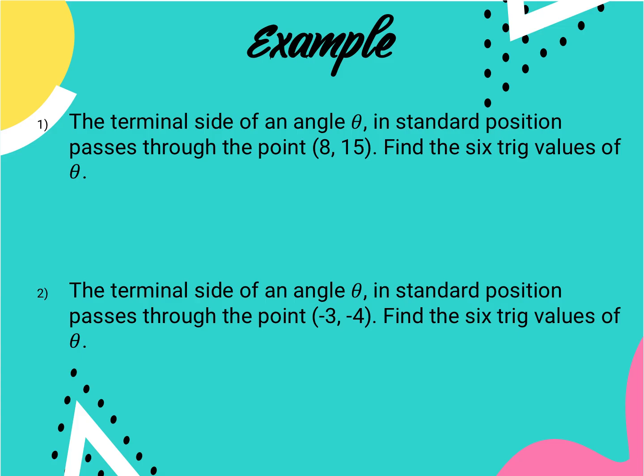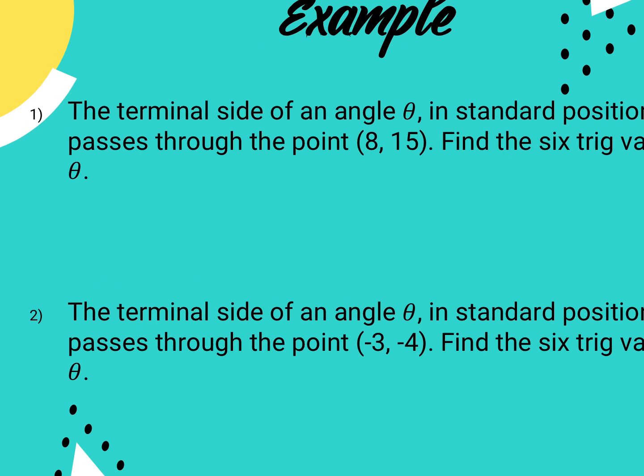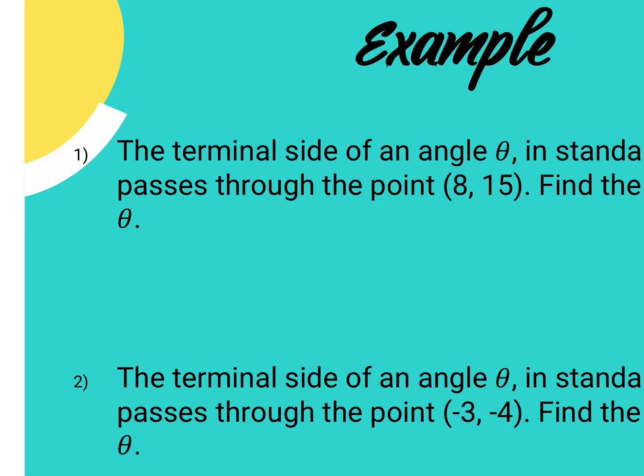All right, so let's look at this first problem. We see that the terminal side of an angle theta in standard position passes through (8, 15), and we want to find the 6 trig values of theta. All right, so I would draw this just to see where it is in our coordinate plane. And for (8, 15), if x is 8, that's somewhere right there, and I'm just going to label 15 as somewhere up here. So then I get a point right there. This is in quadrant 1. All right, and in the first quadrant, both x and y are positive.